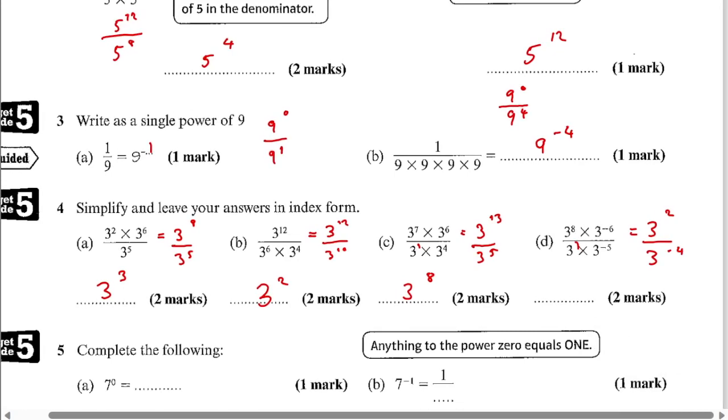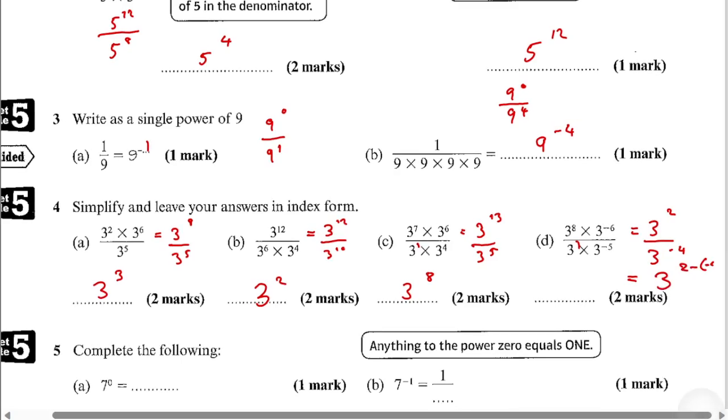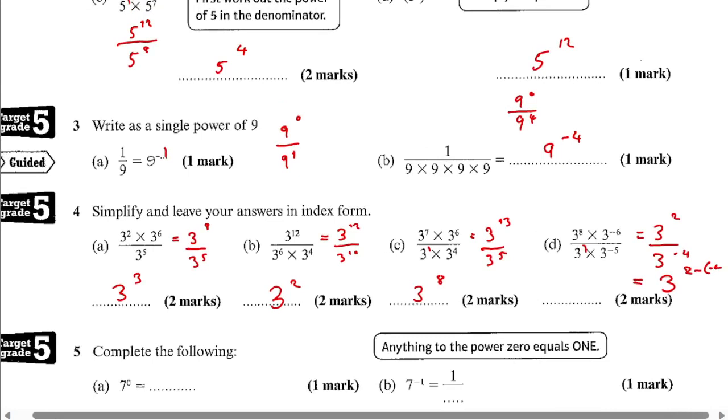And this one always catches students out. So here we go. I'll do it here as a bit of an explanation. So this is actually going to be 3 to the power of 2 minus minus 4. And then 2 minus minus 4, it becomes a plus. When you subtract a negative number, it's the same as a plus. So that's going to become 3 to the power 2 plus 4, 6.